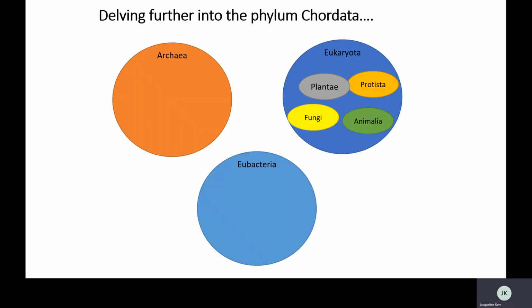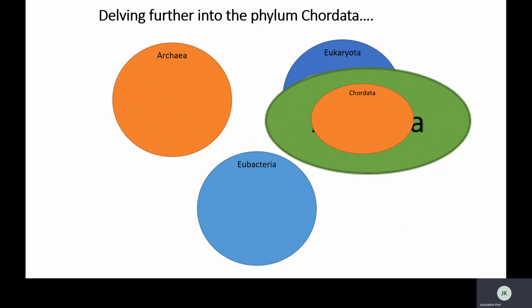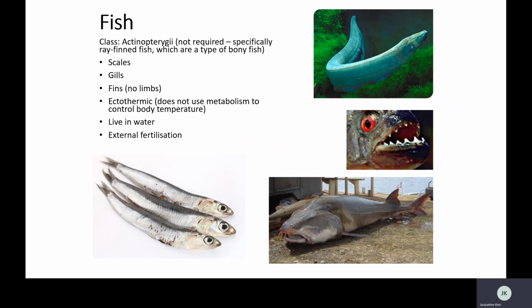Now, if we delve further into those Chordata, so you have to go within the Animalia group and then Chordata as a subset, now we look at some different classes that we need to know. We need to know fish. I think most of you could identify a fish from a picture. But we've got gills, scales, fins, and of course their fertilization is external in the water, and they're ectothermic. They don't regulate their body temperature.